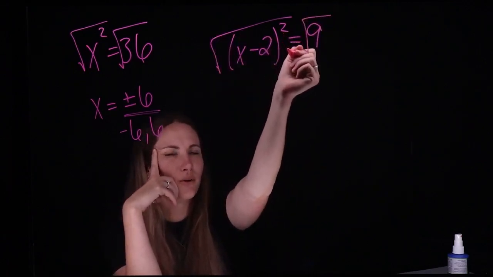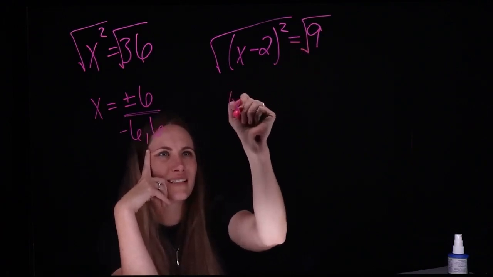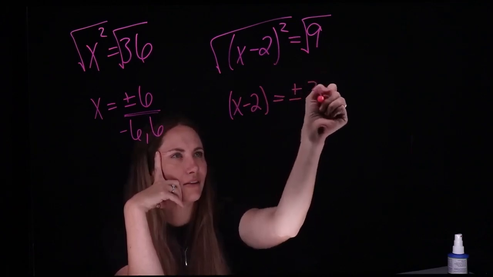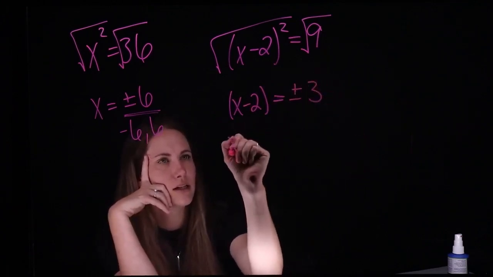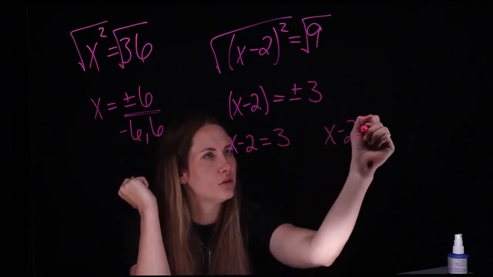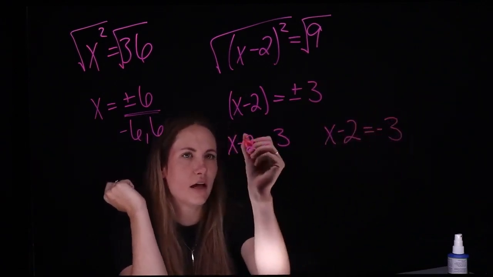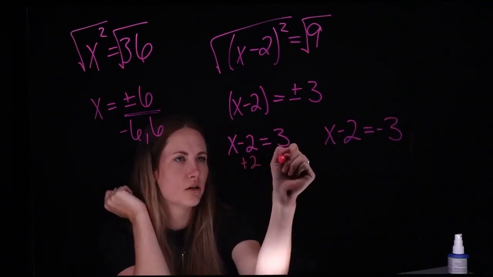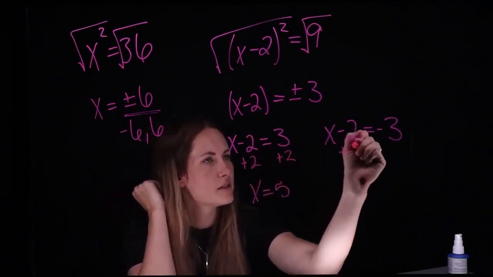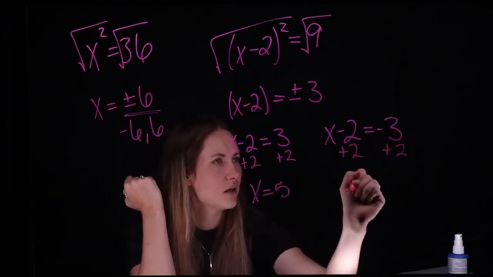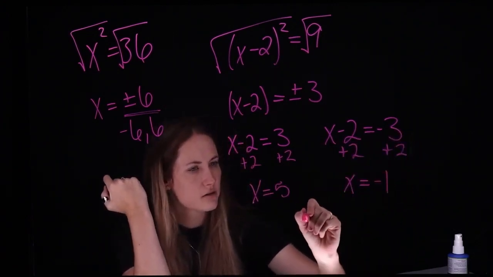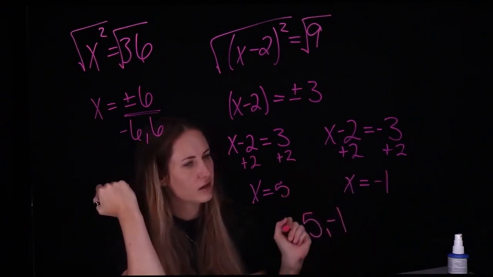The square root of a square is just x subtract 2. And this is going to equal positive and negative 3. So I'm going to set one of these equal to our positive 3 and one of these equal to our negative 3. And then opposite of subtraction is addition. So I have x equals 5. Opposite of subtraction is addition. And this one is negative 3 plus 2, so it is negative 1. So my solution set here is 5 and negative 1.